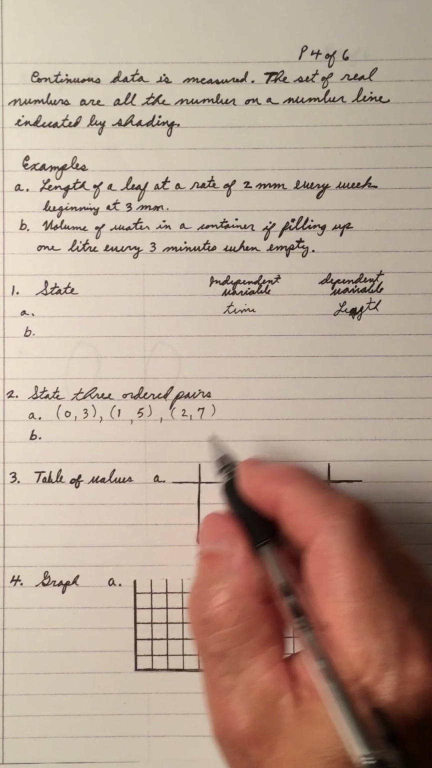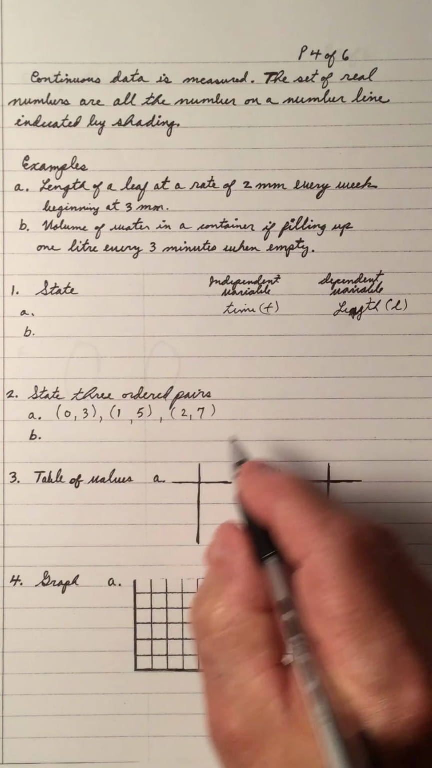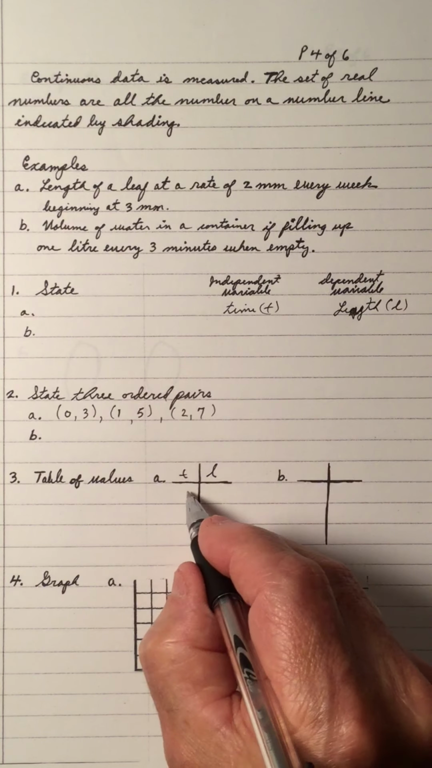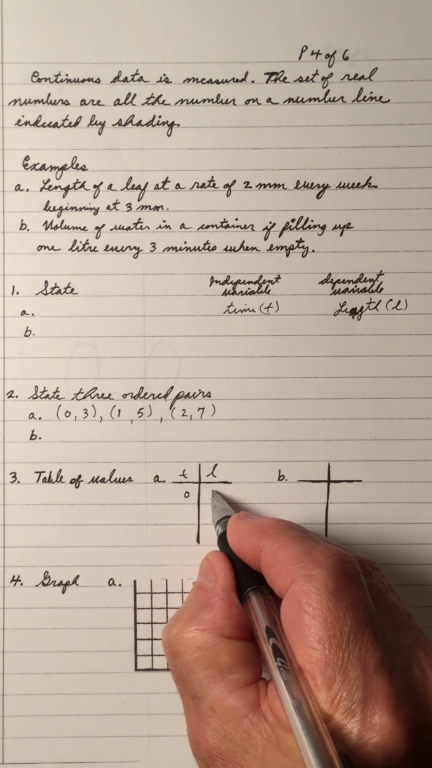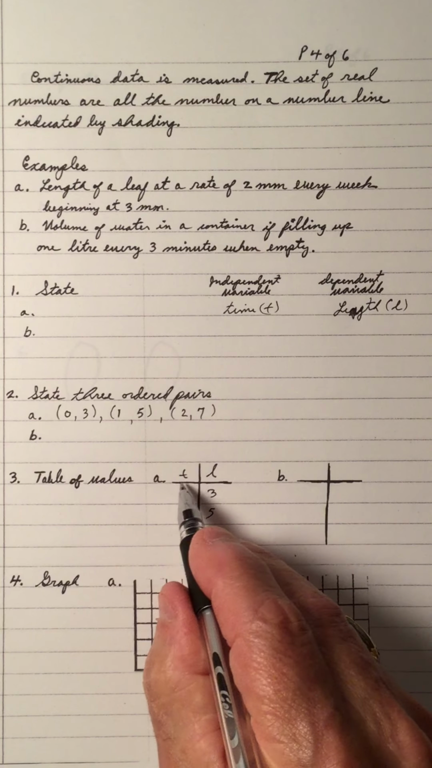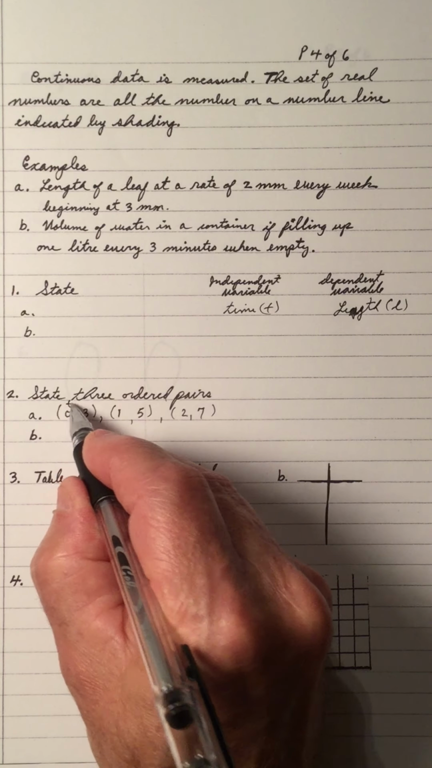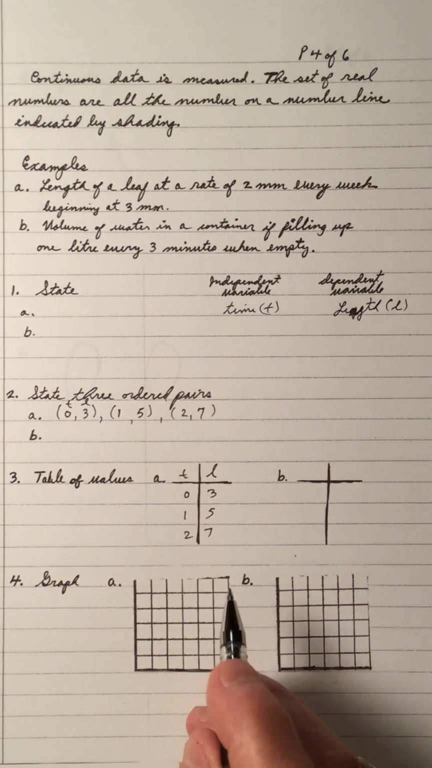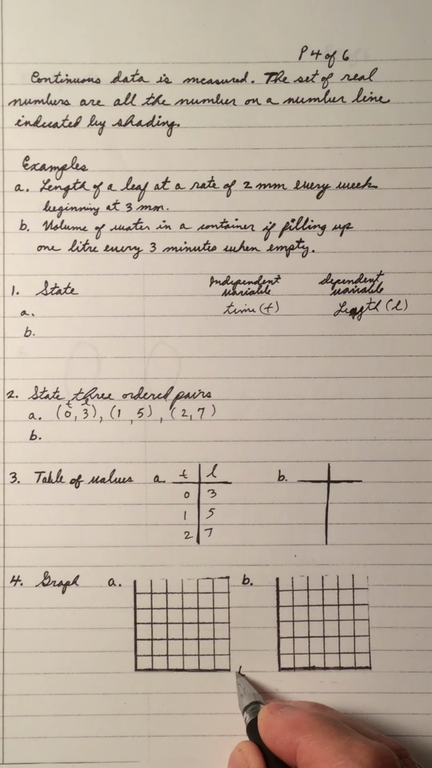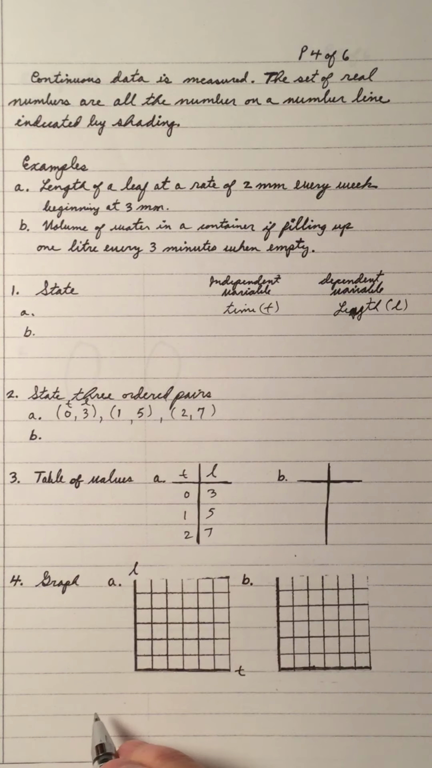So for the table of values, if we want time to be T and length to be L, then we can use T as independent and L as dependent. Again, the ordered pairs: 0 gives you 3, 1 gives you 5, 2 gives you 7, and the table of values is time in relation to the length. And on the graph, your independent variable is on the horizontal axis, which is time. Your dependent variable is on the y-axis.